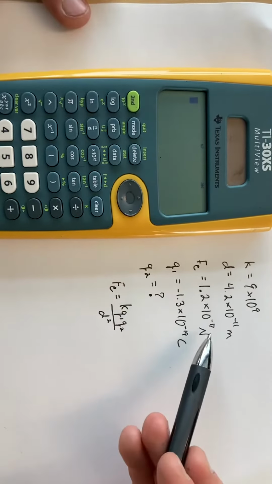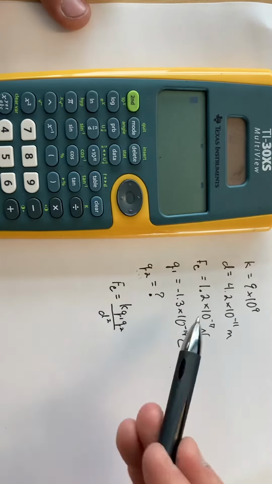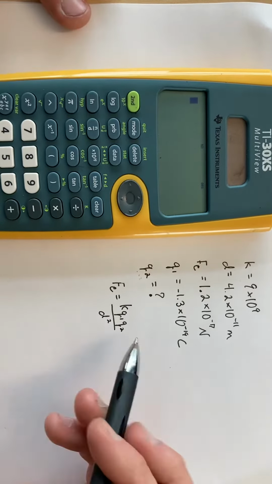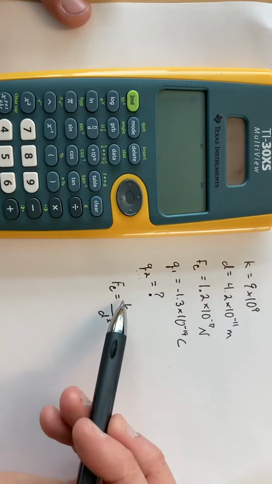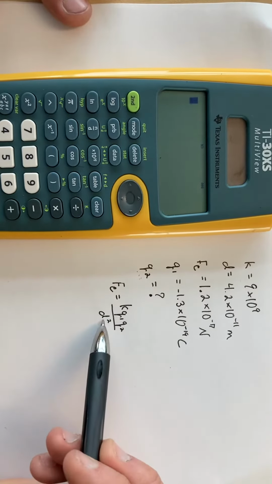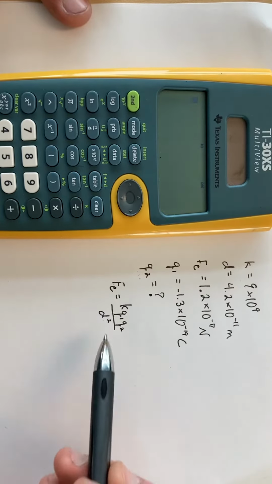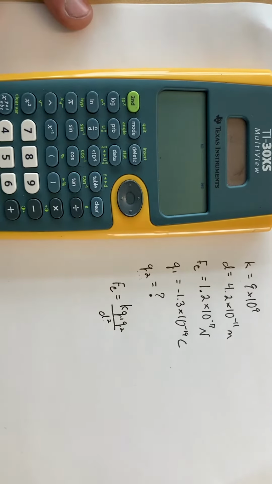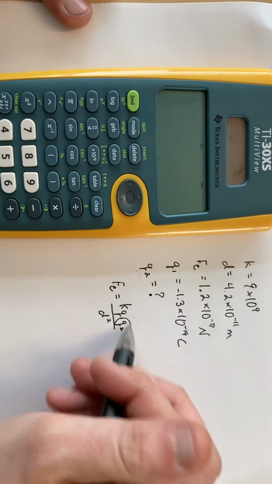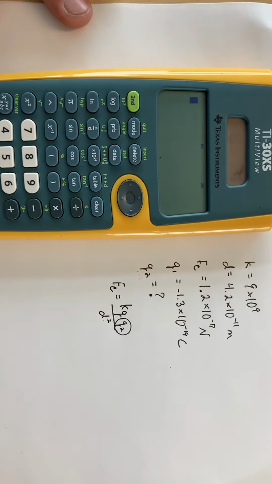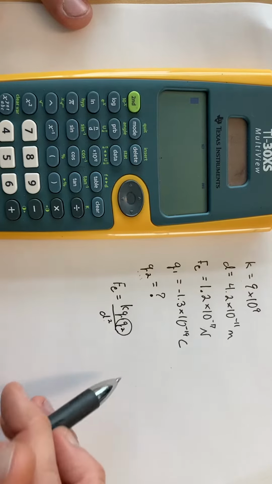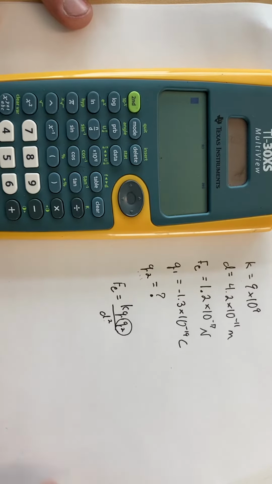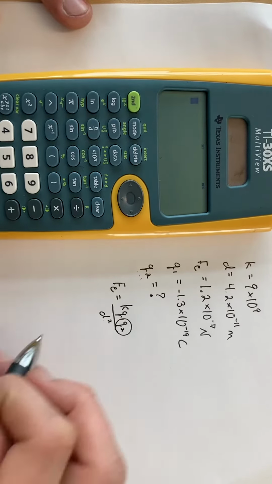So in this scenario right here, it looks like I'm looking for Q2 and I have all the other variables in my equation. I could plug everything in for K, for Q1, for d squared and F_E, but in terms of multiplying and dividing these big numbers, it's going to make it easy to mess up. So what I like to do is get the variable that I'm solving for, Q2, by itself, where all I'm doing is just multiplying some numbers on the top divided by some numbers on the bottom. So let's take a look at how I would do this.